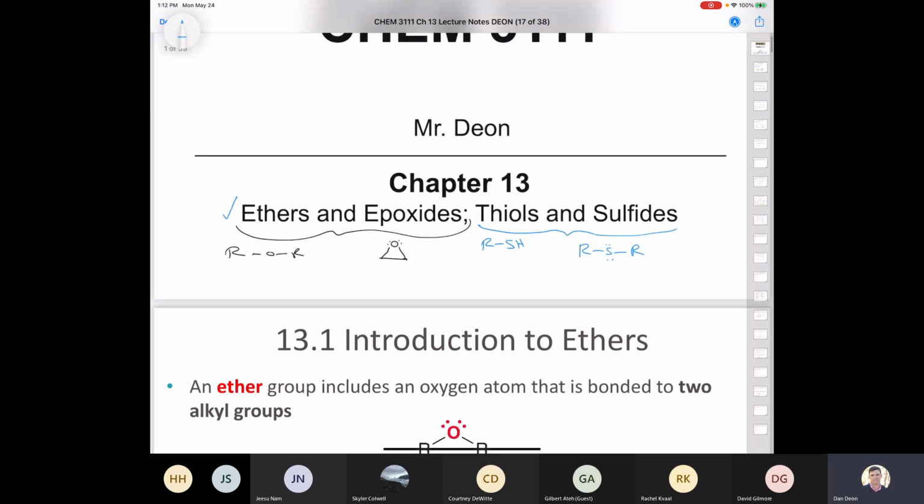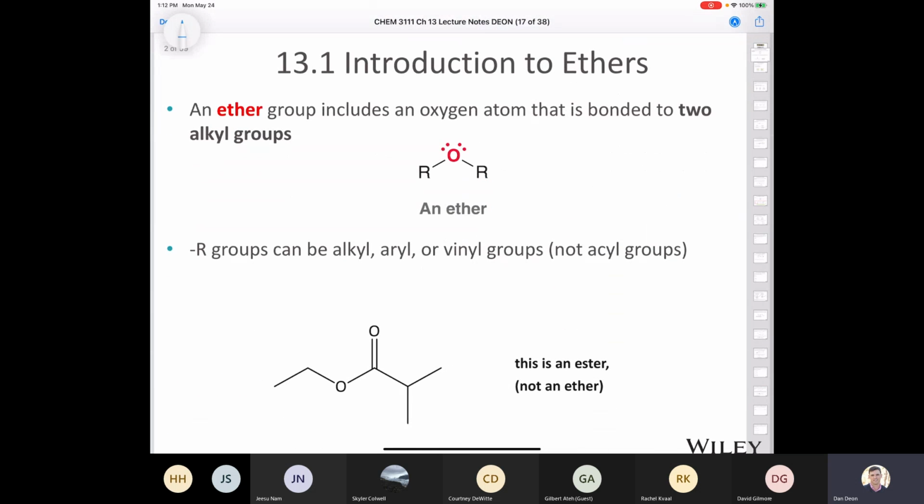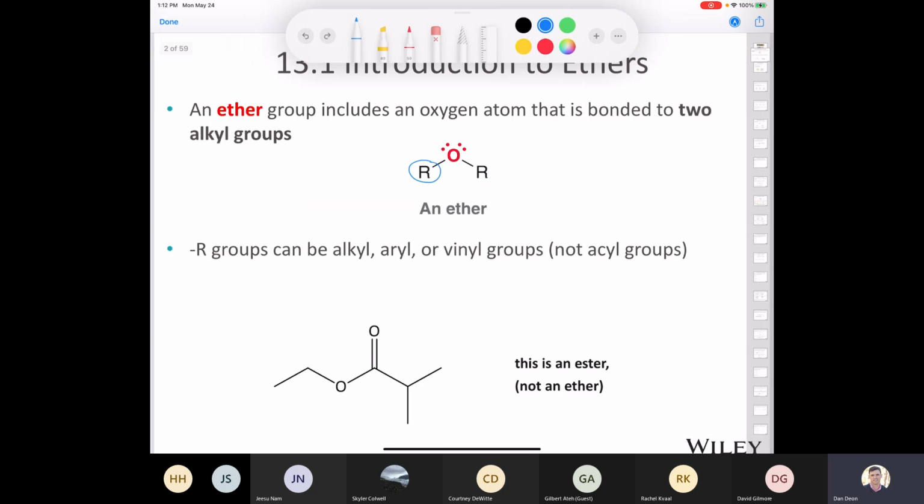So let's get started. Section 13.1, what is the ether functional group? Well, I just mentioned on the first slide, an ether group includes an oxygen atom that is bonded to 2 alkyl groups. These 2 alkyl groups can be the same or they can be different. So we could put R and we could put R prime on the other one like that.